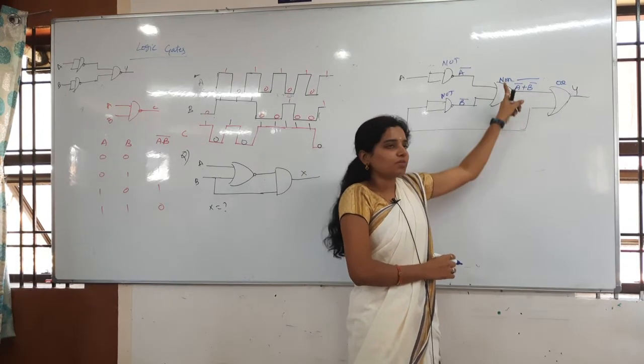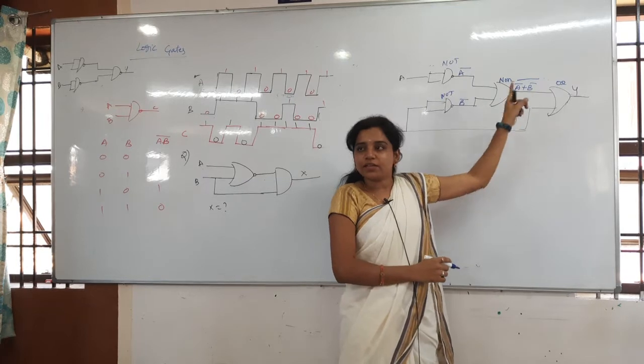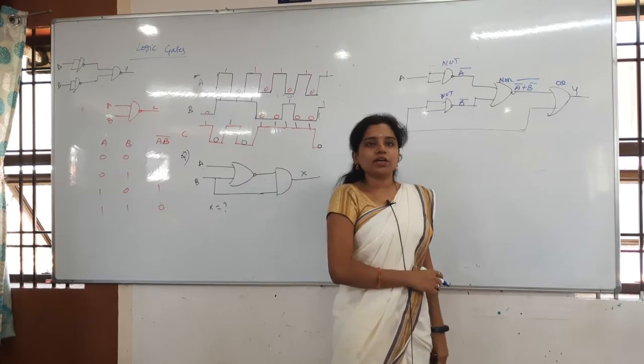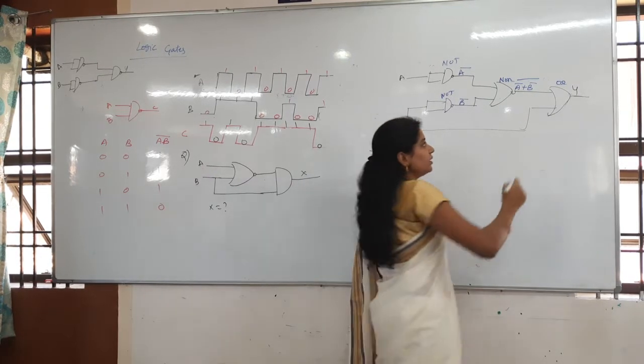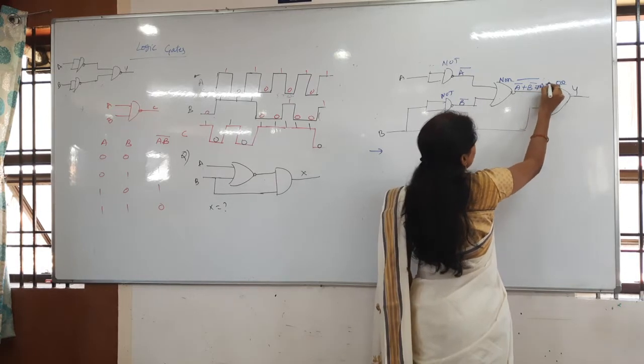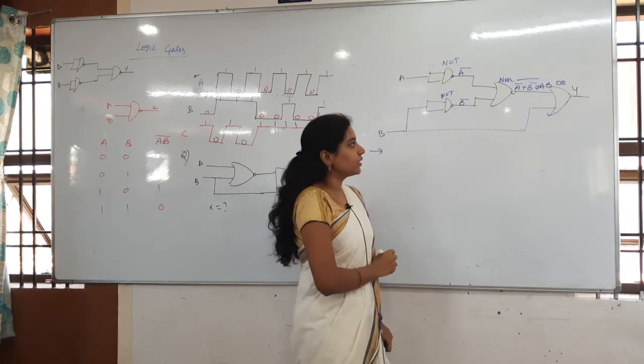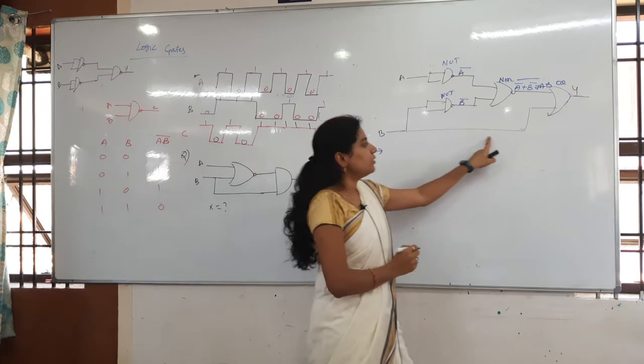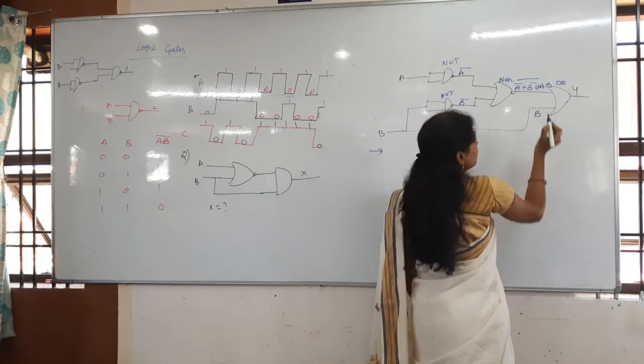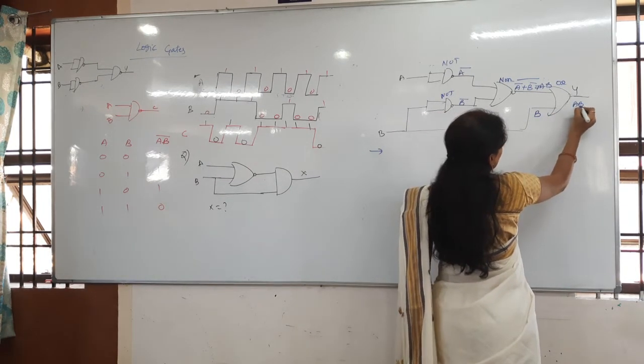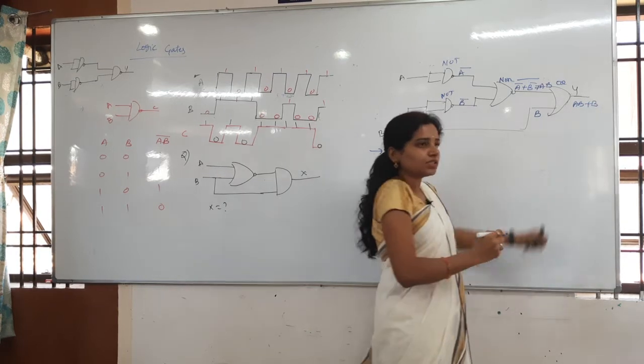Which expression is this? Do you remember any formula from this? Which is that? De Morgan's law. What is the answer? A into B. So that A into B is one of the inputs for that gate. And then here how much is going? Only straight away B is going. So what is the answer here? AB plus B. Correct? Because which gate is this?